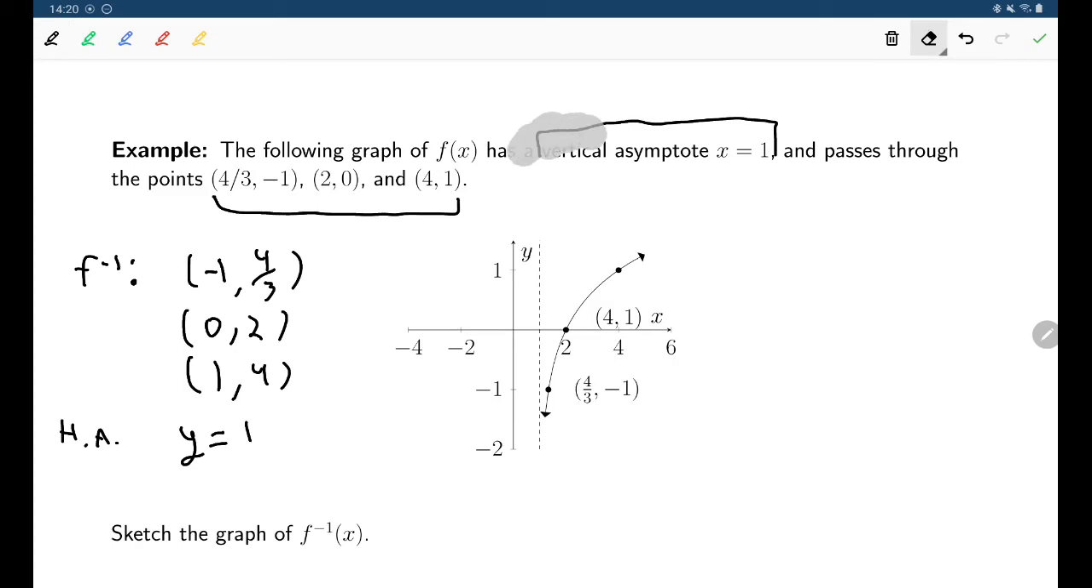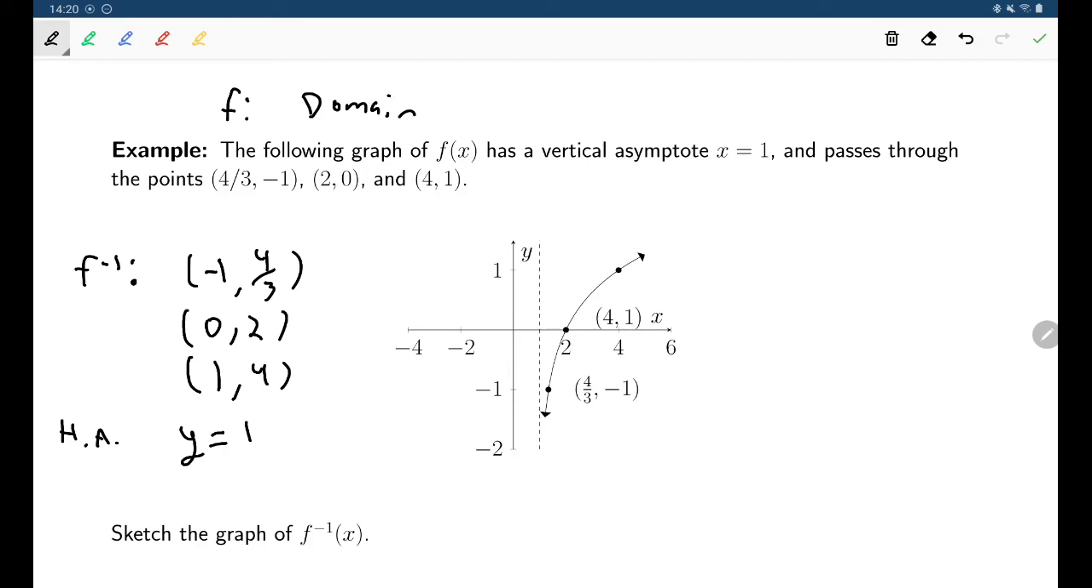Furthermore, if we're thinking in terms of domains and ranges, for f, its domain is just all the values that are bigger than 1. There's nothing at 1 or to the left of 1. So in other words, my domain is everything from 1 to the right, not including the 1. And for the range, the y values go all the way down to the bottom and all the way up to the top. So the y values are any real number.